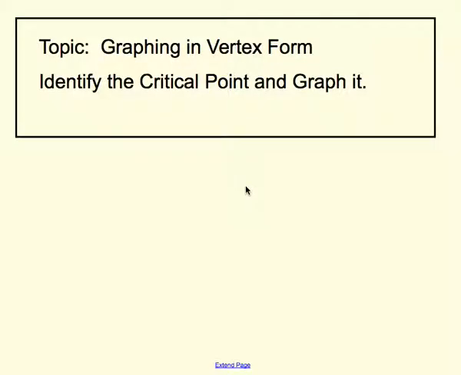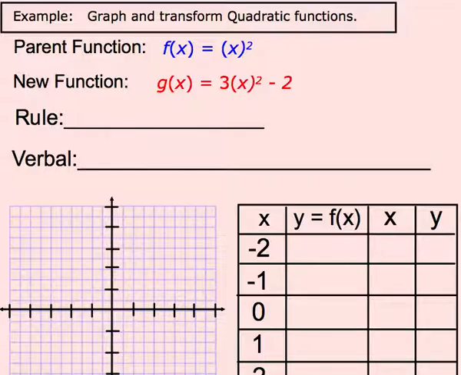Quadratic functions that are in vertex form. We're going to identify the rule and transform it from its parent. So our parent, or quadratic, is f of x equals x squared. And our new function that we want to graph is our g of x, our child. And we have two transformations going on in this equation.